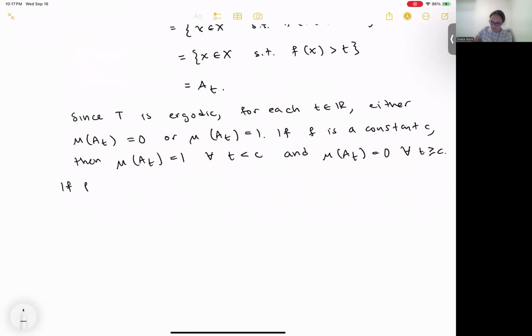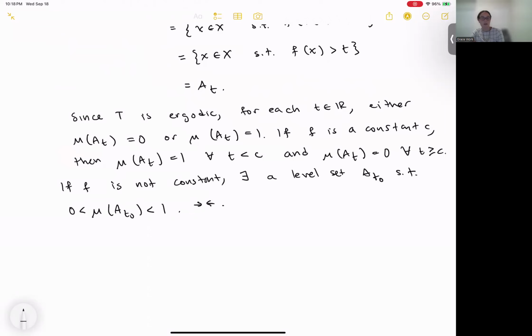But if f is not a constant, then there's going to exist a level set A sub t0 such that the measure of this set is going to be somewhere between 0 and 1. It's not going to be all of our x values. It's going to be some proportion of them. So such that 0 is less than the measure is less than 1. This is a contradiction. And so our function must be constant.